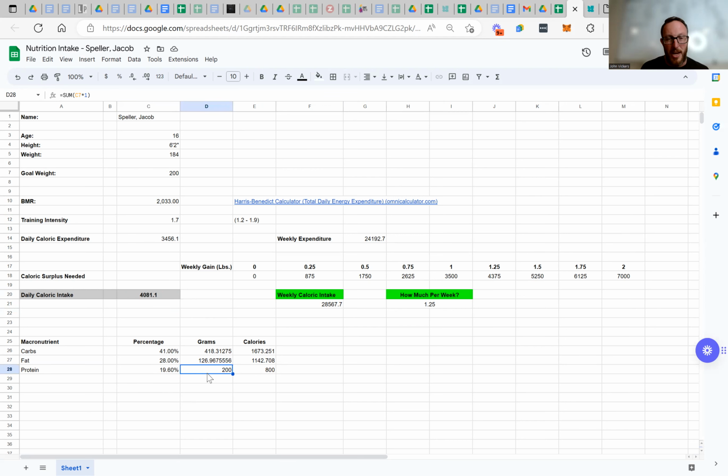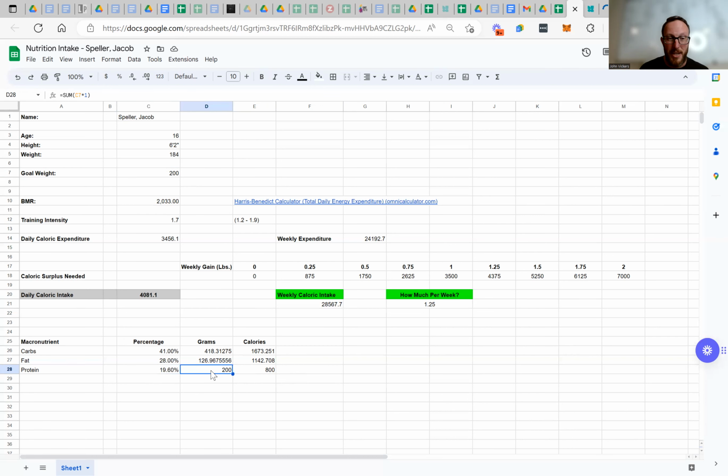So the first thing we have to calculate is protein. How much protein does this athlete need? Well, we want them to eat 1 gram per pound of their goal weight. So he needs to eat 200 grams of protein a day. This is so he will build muscle, so he will stay lean, and so he will be able to repair the muscle breakdown that he does during his training and practices. So he needs 200 grams per day, which is only 19.5% of his calories. Doesn't seem like a lot, but it is.